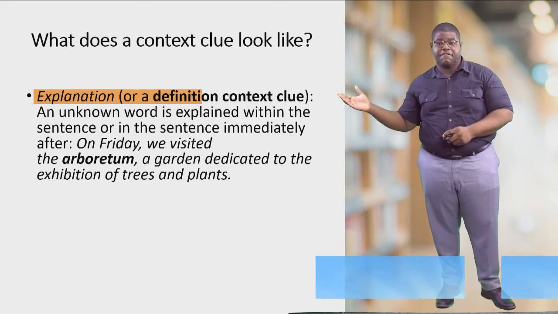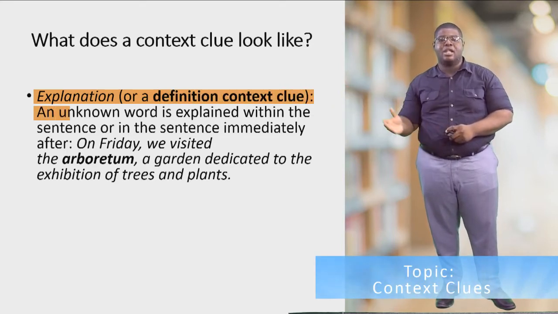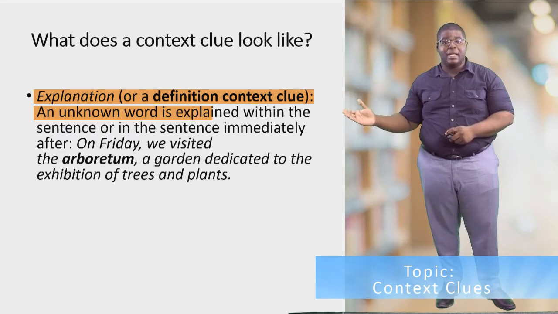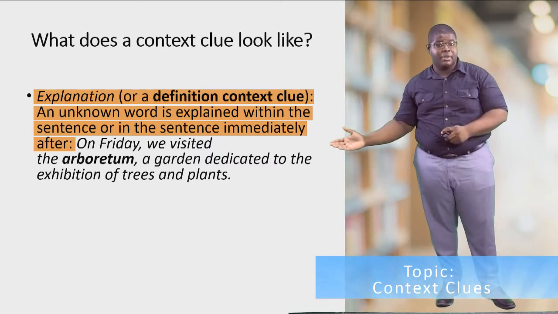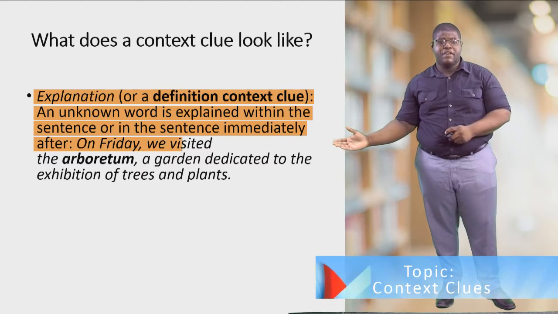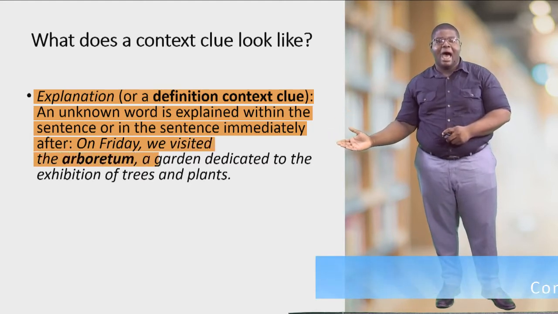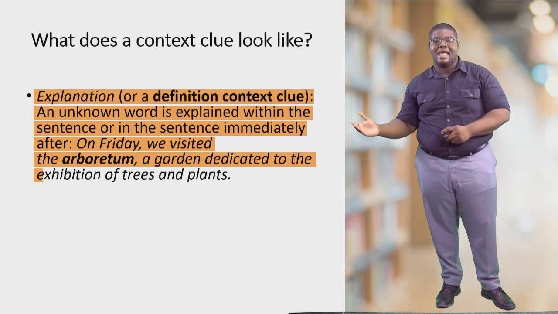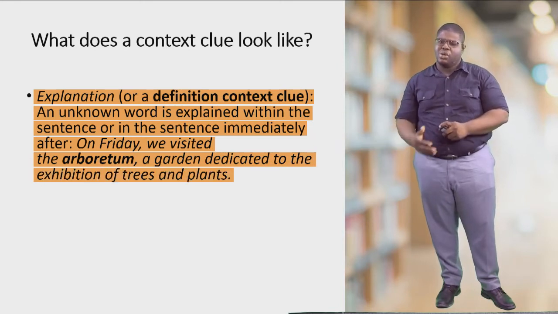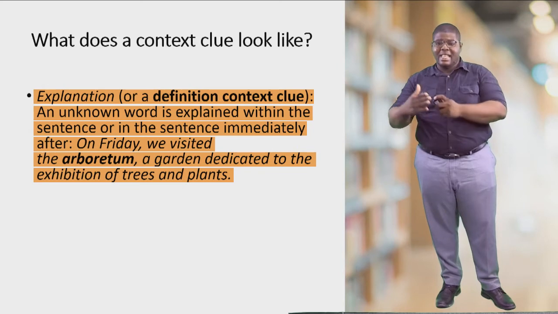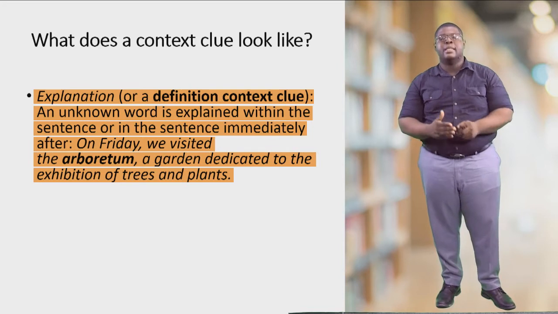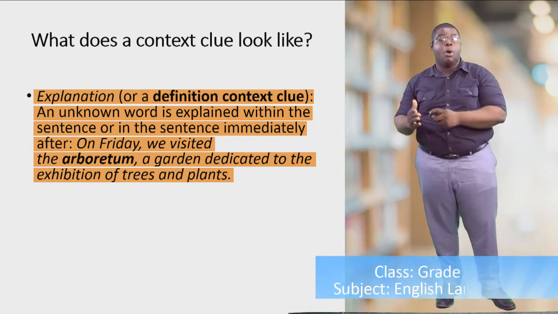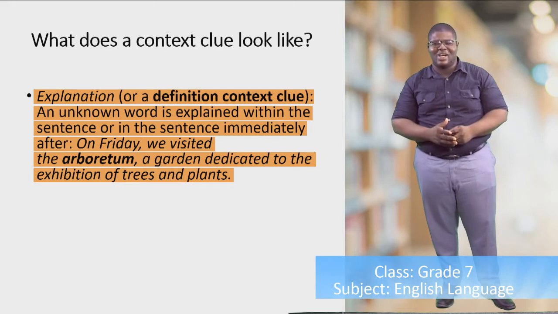Explanation or a definition context clue. This is where an unknown word is explained within the sentence or in the sentence immediately after. Let's look at the example. On Friday, we visited the Arboretum, a garden dedicated to the exhibition of trees and plants. So you don't know the word, but look at it. In the same sentence, a definition is given, so it helps you to understand the meaning of the unknown word or words. Are you getting it, boys and girls?